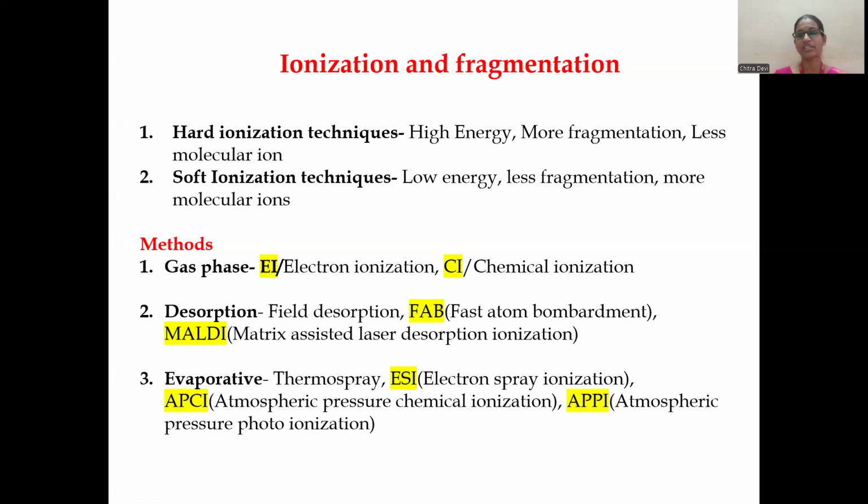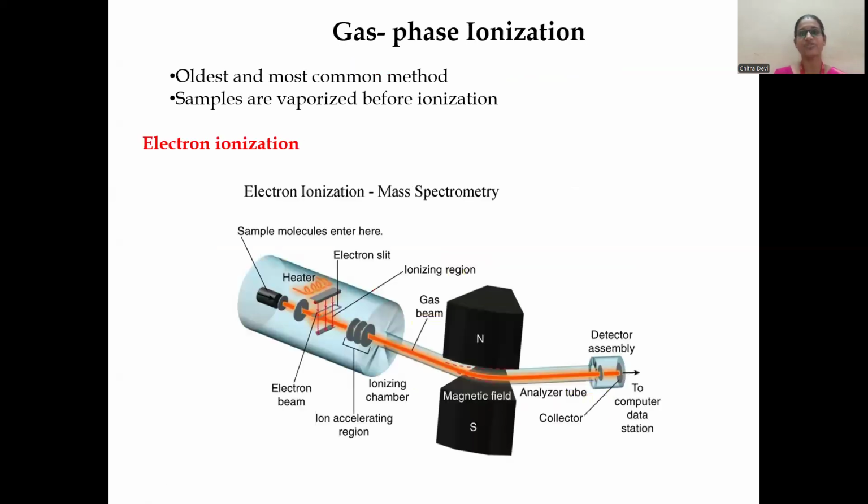In any one of these ionization techniques, we convert the sample vapors into ion form. That is the first part of mass spectrometry. Here we will see them one by one. First will be gas phase ionization, which is the oldest and most common method of ionization. In all cases the samples will be vaporized before going to the ionization chamber.